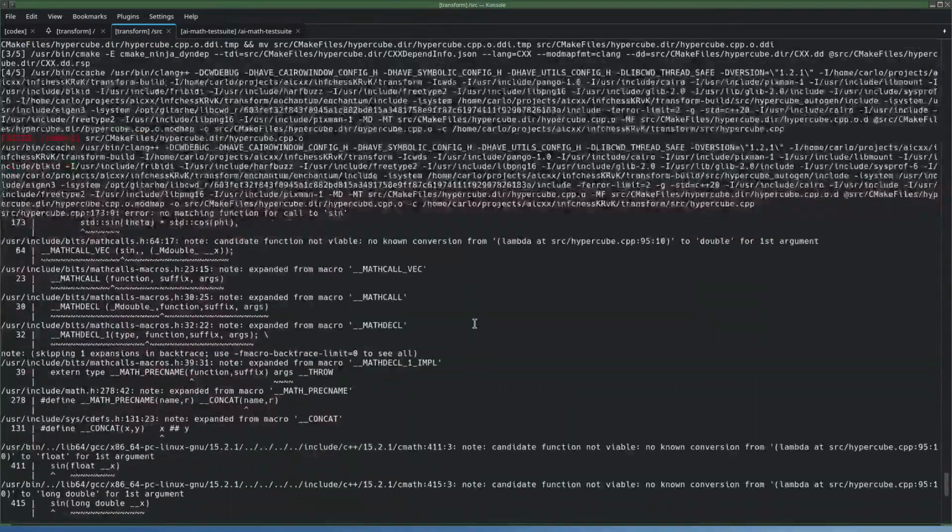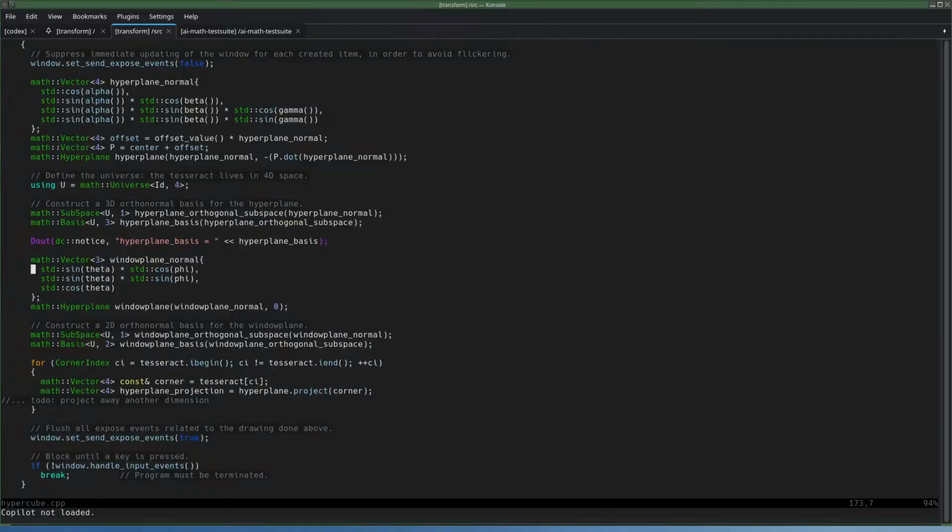Let's see, the error comes here. Oh, no matching function for call to sign. What the hell? Oh, sorry. That is something that needs parentheses to get the actual value. Maybe it's just a slider, probably.